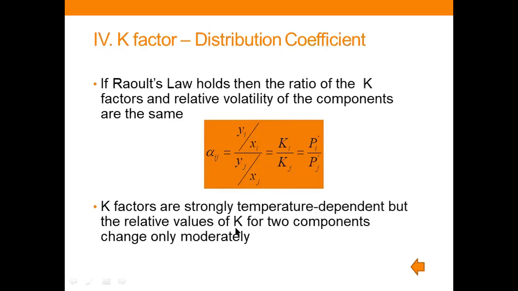So we know that if we change the temperature, and the distribution coefficient of one component, let's say I, changes, correspondingly J will also change. So if we look at it in a general sense, the change in the ratio of the two, which is equated to your relative volatility, the deviation will not be much. As stated here, the change is only moderate. Okay, but again, this is only for an ideal system.